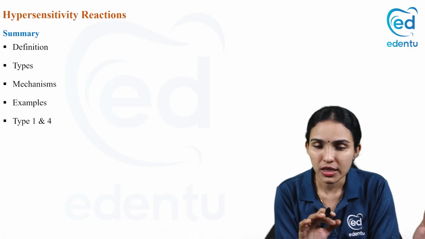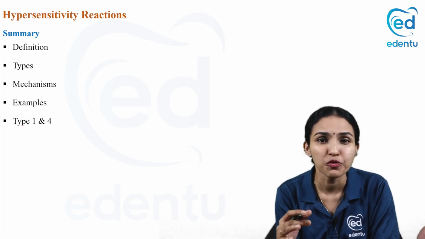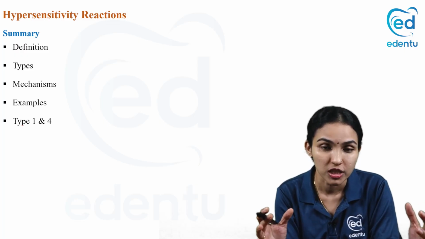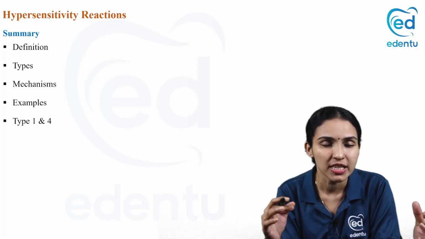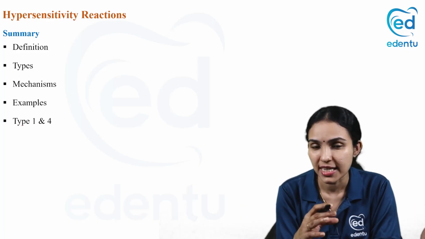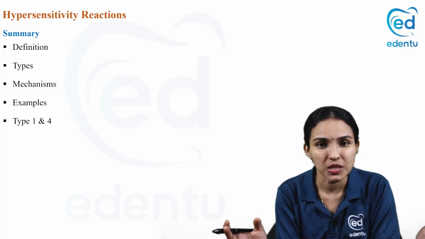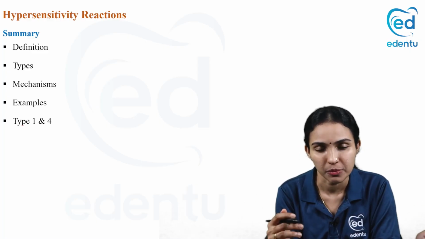Once more, all these topics, please remember, all are important. Hypersensitivity is a very frequently asked question. Type 1 and 4 are the most important. Type 1 is IgE mediated and type 4 is cell mediated or T cell mediated. Examples for type 1 are anaphylaxis and atopy, and please learn the mechanism. And type 4 examples are contact dermatitis and the tuberculin type of reaction.